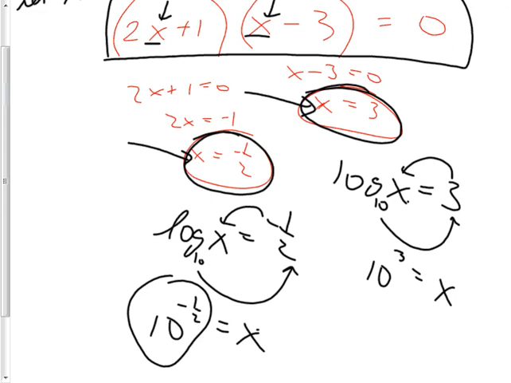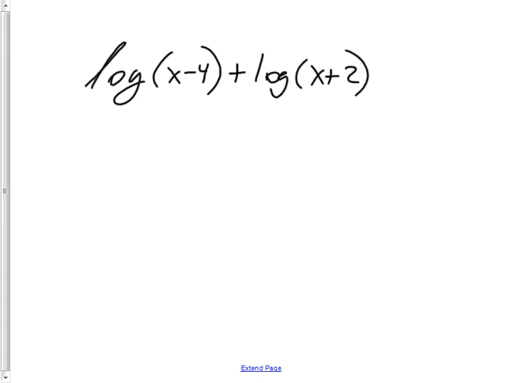All right, so let's have one that you actually have to put together. This would be log x minus 4 plus log x plus 2 is equal to, let me think about this, log one.